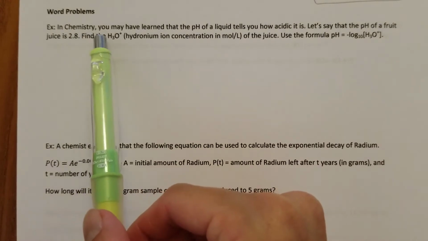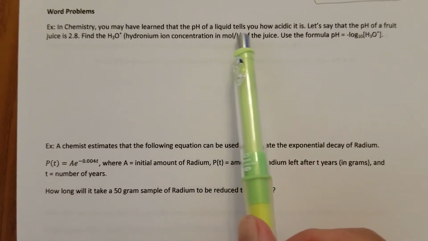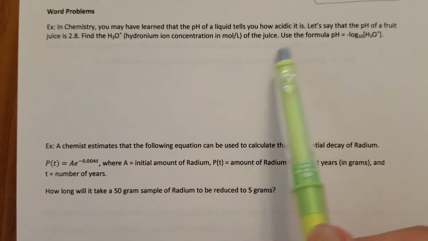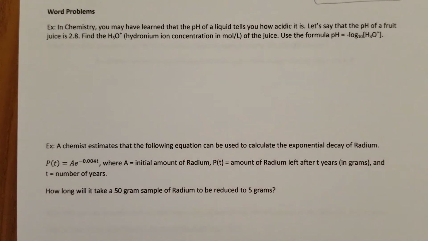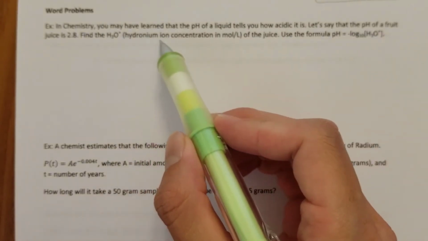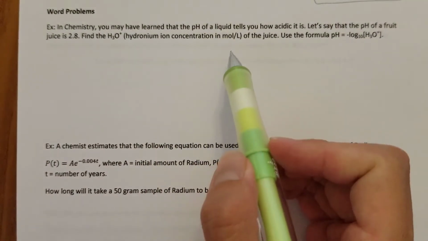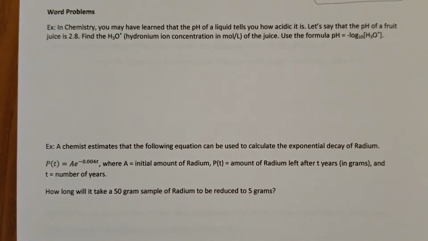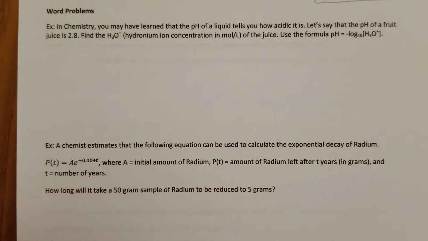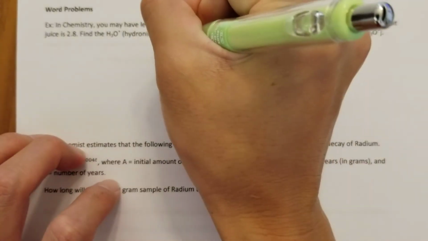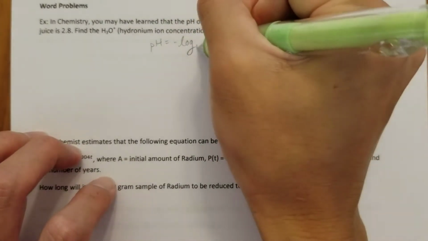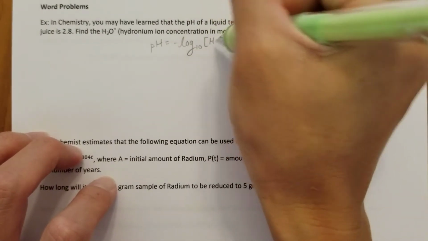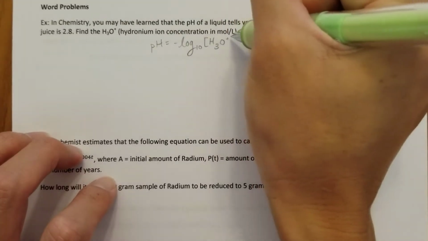In chemistry, you may have learned that the pH of a liquid tells you how acidic it is. Let's say that the pH of a certain fruit juice is 2.8. The lower the number, the more acidic it is. Find the H3O+, the hydronium ion concentration in moles per liter of the juice. We're going to use this formula: pH equals negative log base 10 of H3O+.